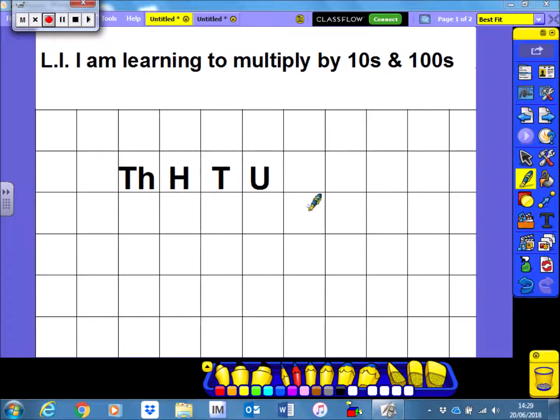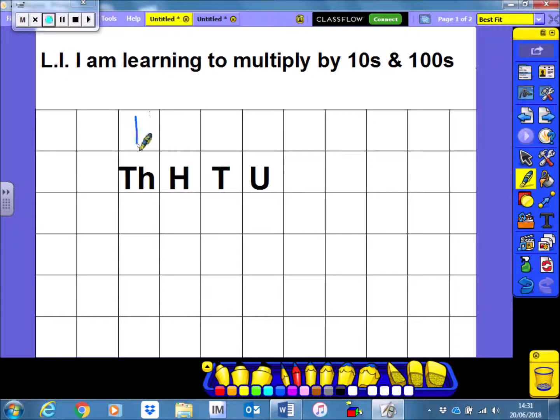Hi guys, in this video we're going to be looking at how to multiply by tens and hundreds. Now initially this might sound like quite a difficult thing to do, but in reality multiplying by tens and hundreds is actually much easier than multiplying by almost any other number.